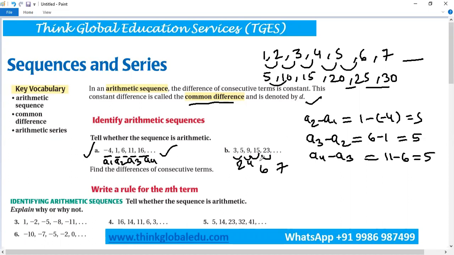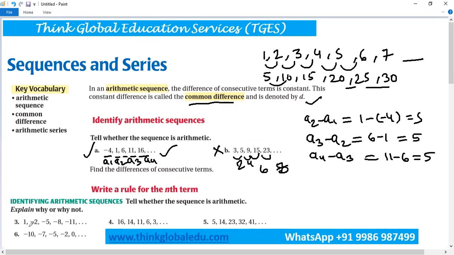So we can see that the difference between the consecutive terms is not constant. So the terms in the second sequence, 3, 5, 9, 15, 23, are not the terms of an arithmetic sequence. A sequence is said to be an arithmetic sequence if the difference in the consecutive terms is constant. Now I have taken some more examples.